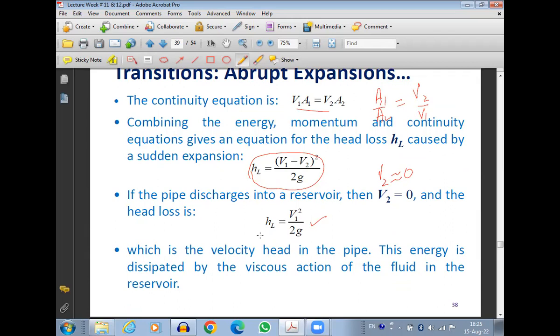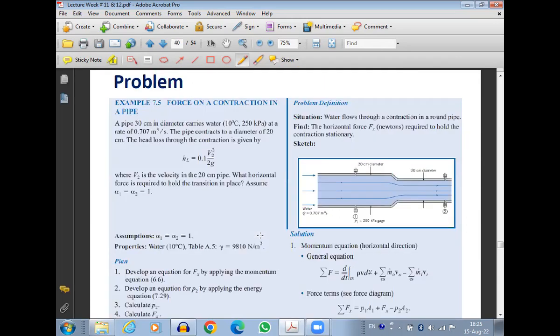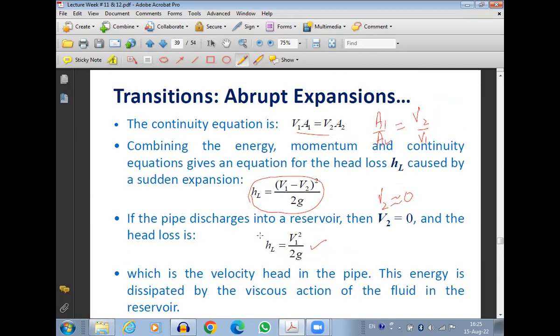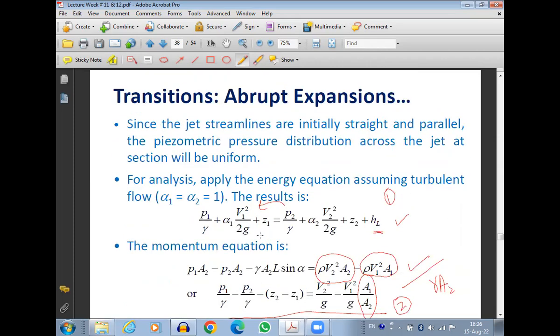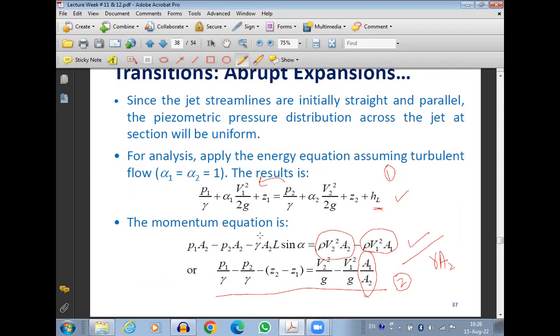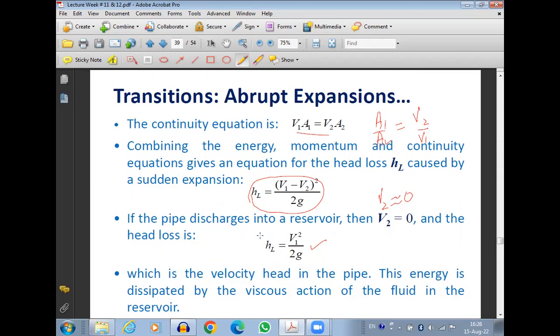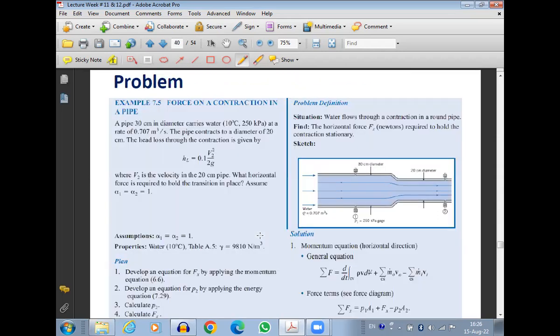So this is the velocity head in the pipe. This energy is dissipated by the viscous action of the fluid in the reservoir. So this was for the specific case of abrupt expansion. Now let's see a problem associated with it.